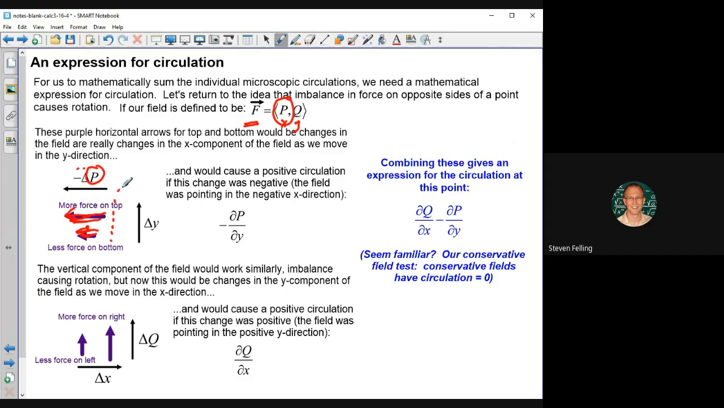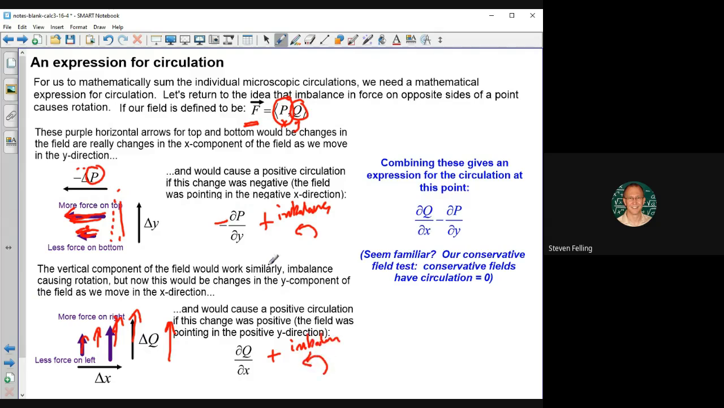So I can represent that as a slope or as a derivative, right? It would be the negative partial derivative of P with respect to y. That basically means, is there an imbalance? This is caused by an imbalance. So this would be positive if there's an imbalance which causes rotation this way. That term is the negative partial derivative of P with respect to y. And the vertical components would work similarly. If you look at this vector, in the y direction it is Q, and if Q is changing and getting larger as I change in the x direction, the partial derivative of Q with respect to x, if that was positive, would be an imbalance which is causing a counterclockwise positive circulation.